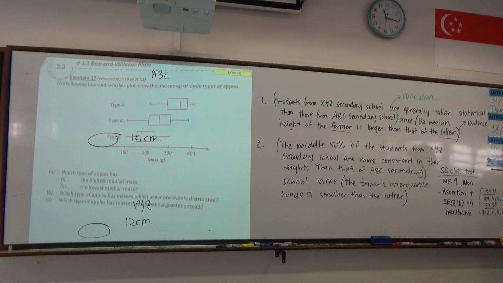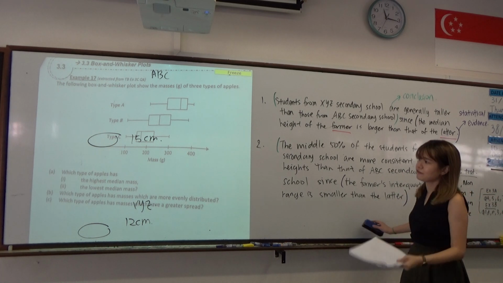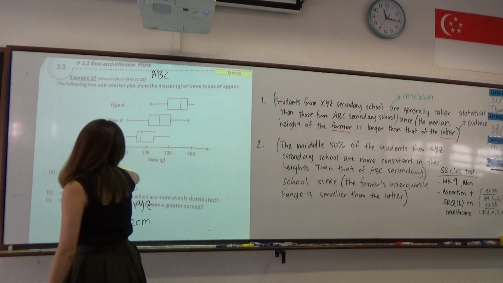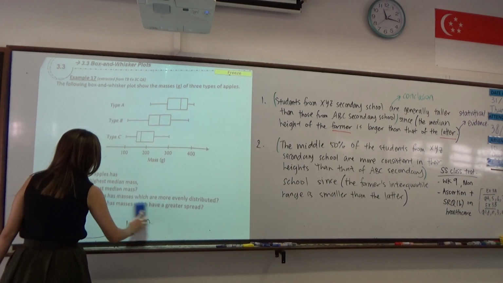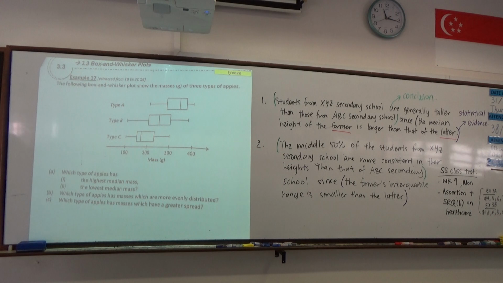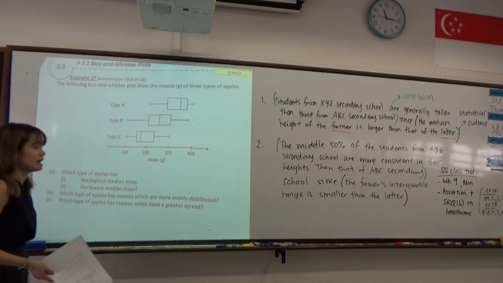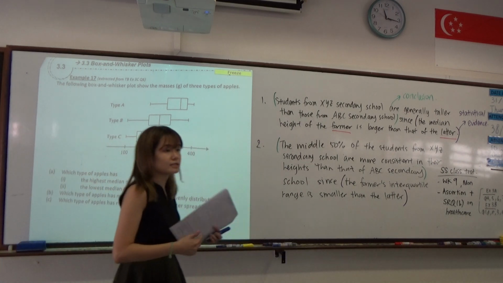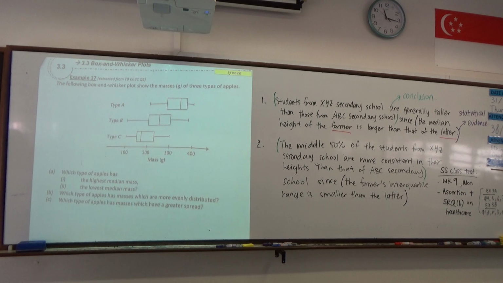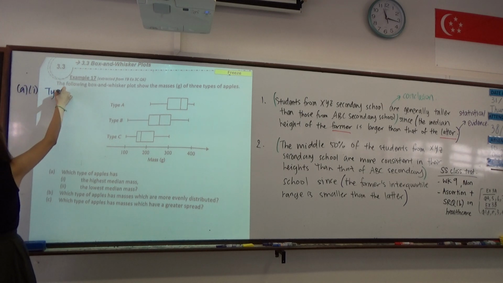Example 17, we are looking at box and whisker plot of 3 different types of apples. In part A 1, they are asking which type of apples has the highest median mass. So we can very easily tell which is the answer. What would the answer be? Which one has the highest median mass? Type A, right? Okay, so A part 1, type A.